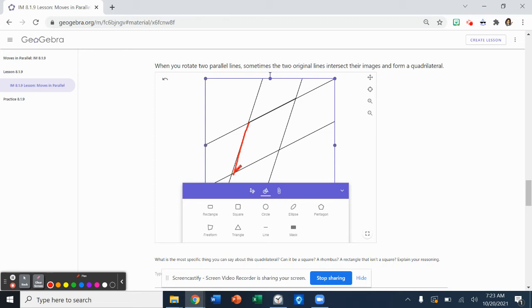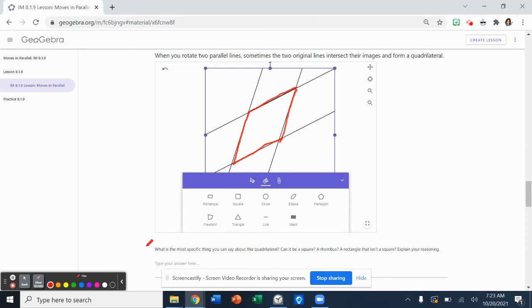This is the quadrilateral. And so what is the most specific thing that you notice about the quadrilateral? Go ahead and answer this question here. You might need to pause the video so you can type an answer to this question.